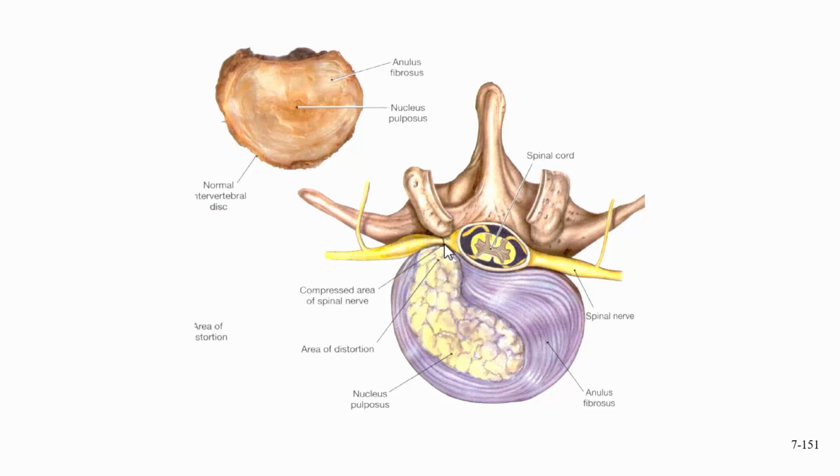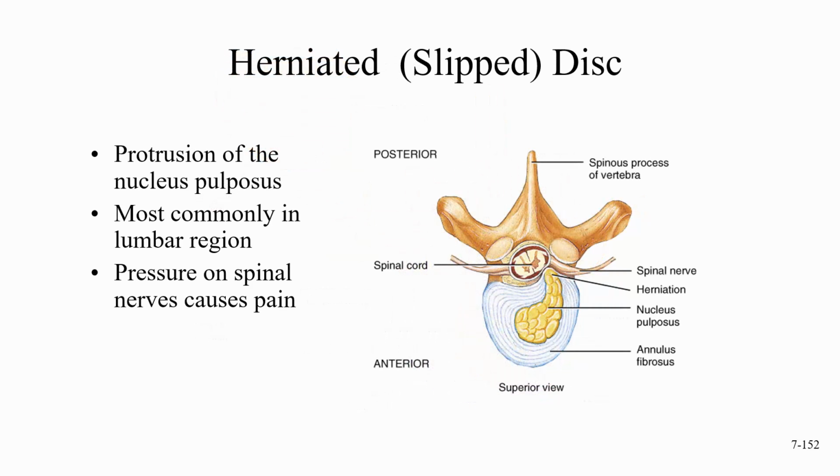And that can cause quite a bit of pain, numbness, tingling, or loss of function to the area that's being compressed, to where that nerve is going to. And so we call that a herniated or slipped disc. I don't like the term slipped disc. It's a misnomer. The proper term would be herniated disc. And again, this is protrusion of the nucleus pulposus.